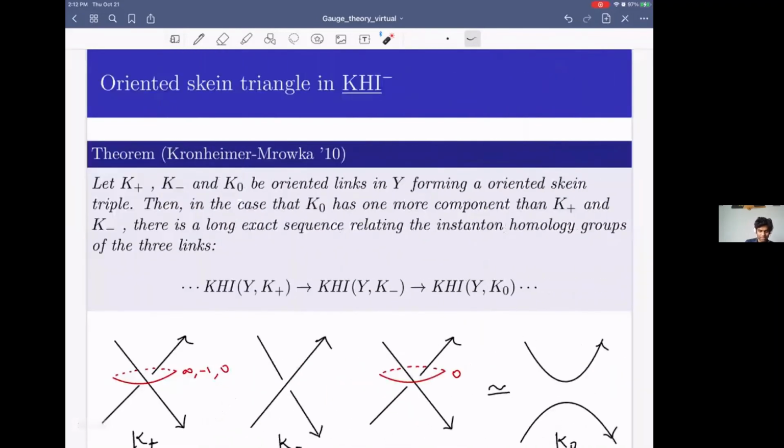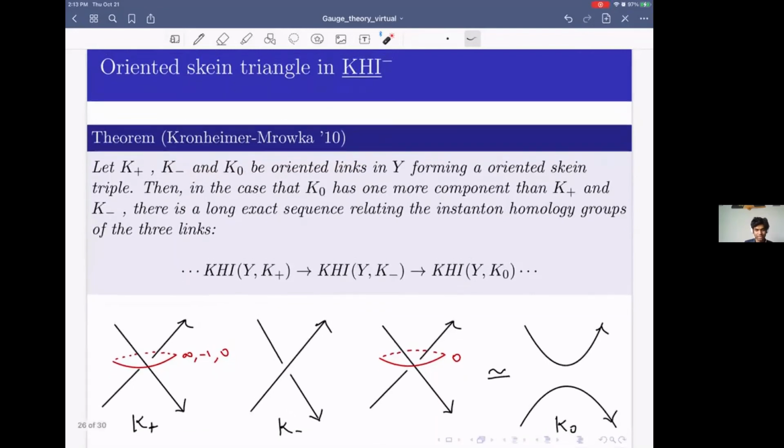In the hat version, we have an oriented skein relation due to the work of Kronheimer and Mrowka. Here is what they did. In the hat version, the knot homology is the sutured instanton homology of the knot complement. So these are the knots K plus, K minus, and this is K0.